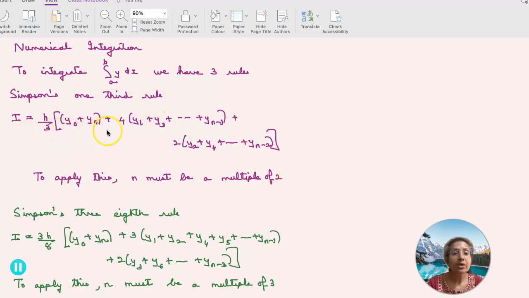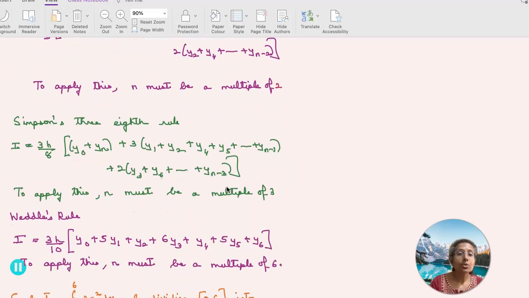h by 3 into y0 plus yn, plus 4 times y1 plus y3 up to yn minus 1. These are the odd terms, plus 2 times y2 plus y4 up to yn minus 2. These are the even terms. And to apply Simpson's 1/3 rule, n must be a multiple of 2.